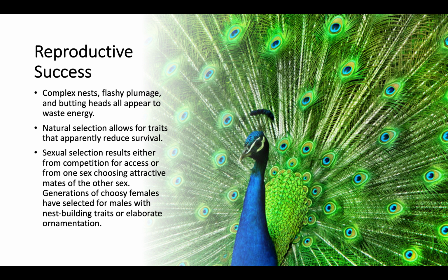Sexual selection results either from competition for access, which in the butting heads example would be what we're talking about, or from one sex choosing attractive mates of another sex. So for birds, that would be the flashy plumage or being a good parent. Basically, they choose the sex that they're attracted to. Generations of females, often choosy, have selected for males with better nest building traits, better ornamentation, the toughest male that there is. And so they've been able to determine the subsequent generations, because those alleles are passed down through those generations by reproductive success of these males.